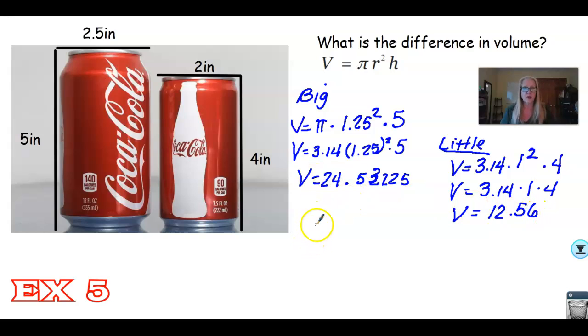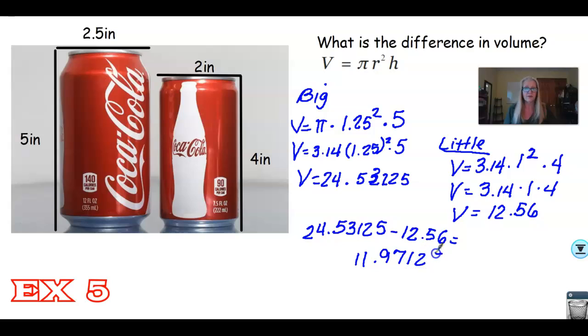But the question has asked us, what's the difference? Difference always means subtract. So you're going to take the volume of the bigger can and subtract the volume of the smaller can. And when you do that, you find that the difference is 11.97125. Okay, it needs rounded badly.